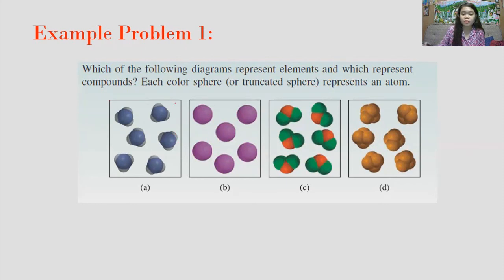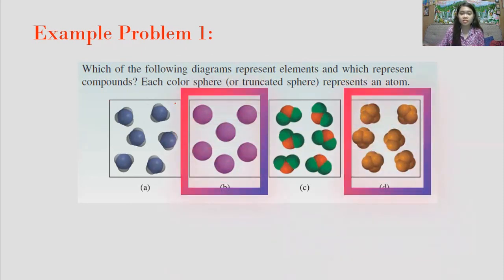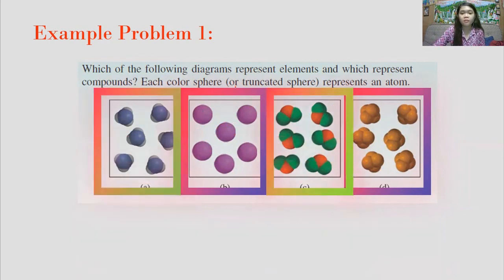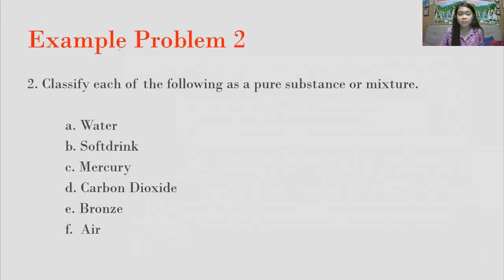Which among them are elements? Letters B and D are elements because, as you can see, we could see only one type of atom. Even though they are composed of one or more atoms, they are the same, so that is still an element. Compounds or molecules are these examples. As you can see, there are two types of atoms bonded together, and usually these are the characteristics of compounds.